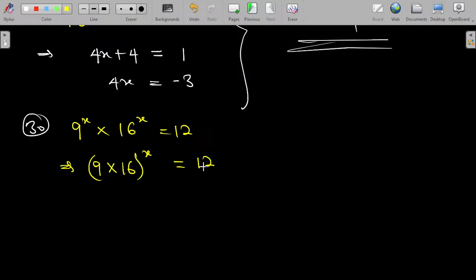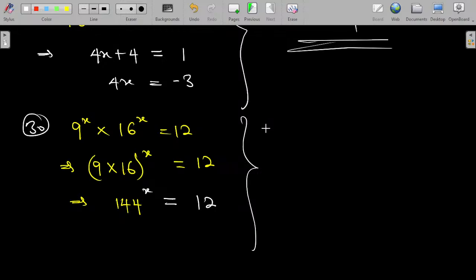Now we will multiply the bases, which is 9 times 16. And 9 times 16 is 144. So we have 144 to the power of x is equal to, on the right hand side, 12. Beautiful. So you can see the work is done.